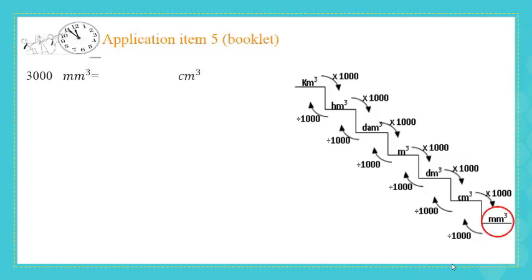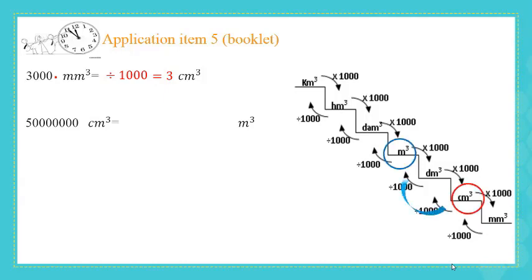How can I convert 3000 millimeter cube into centimeter cube? From millimeter cube into centimeter cube, there is one jump, so divide by 1000. 3 centimeter cube. How can I convert 50 million centimeter cube into meter cube? Observe, from centimeter cube into meter cube there are 2 jumps, so divide by 1 million, so 50 meter cube.